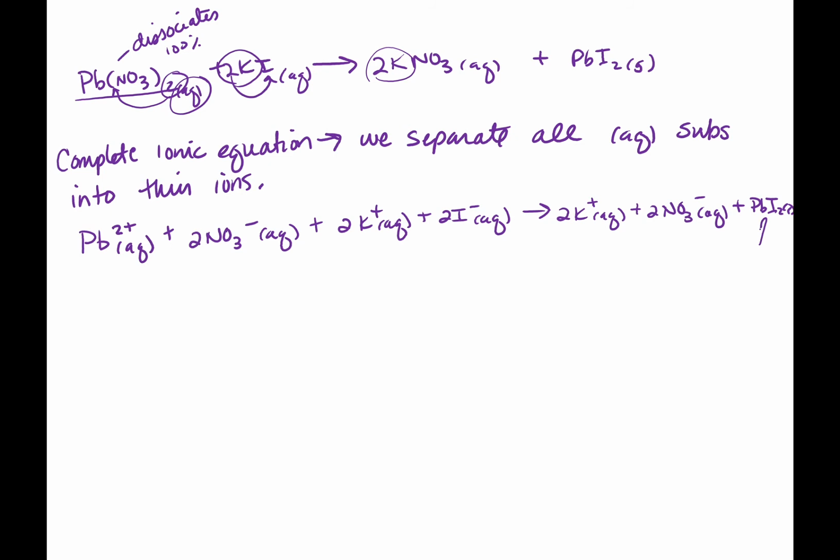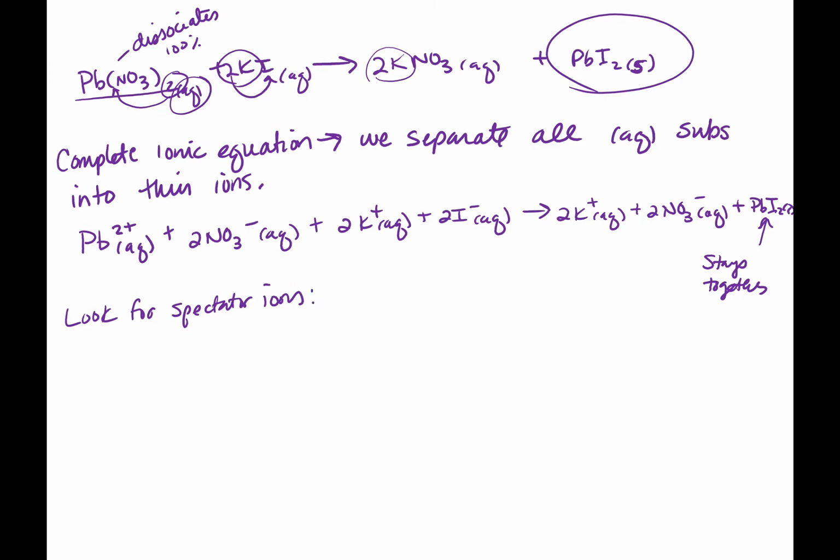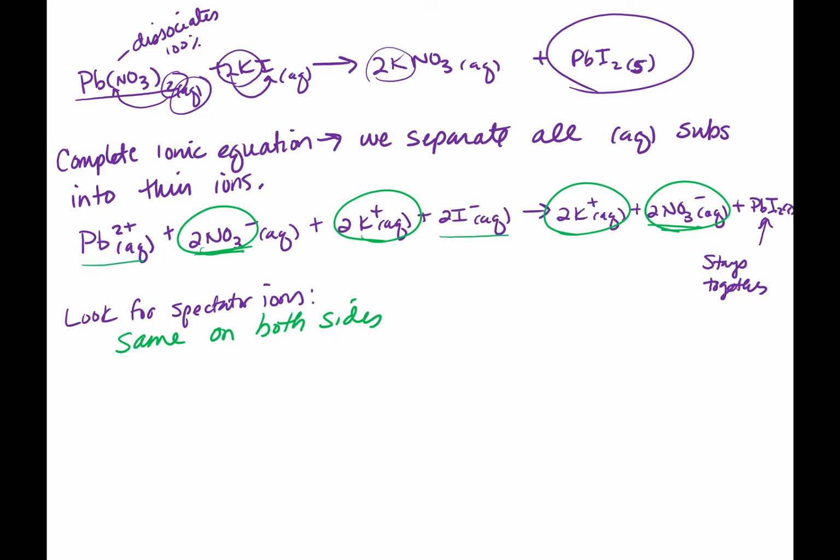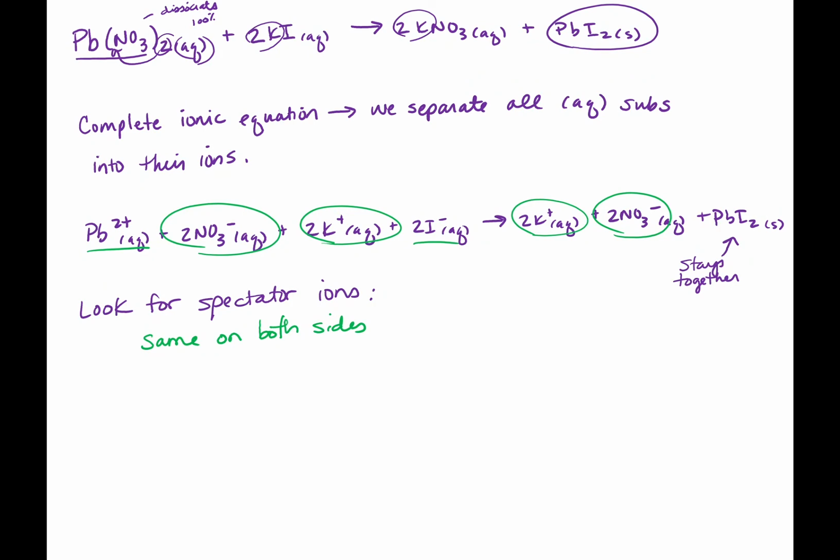And why does this one stay together? Because it's a solid. It is not aqueous. Because it's a solid, or an insoluble product, it stays together. The next thing to do is look for the spectator ions. Very simply, spectator ions are the same on both sides. So NO3 and NO3, I have 2 of them. They're both on the same side. That would be a spectator ion. The potassium, those are spectators. Now these ones are not spectators because they go into making the solid. Since those go into making the insoluble product, they are not spectator ions.